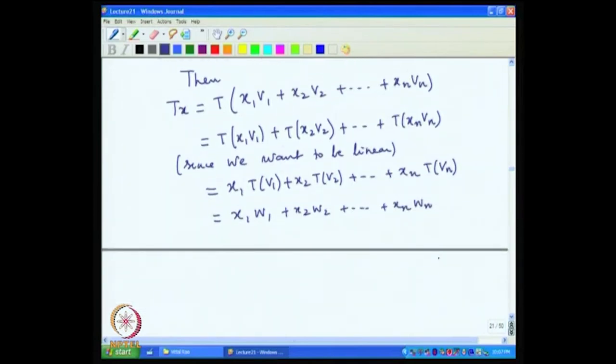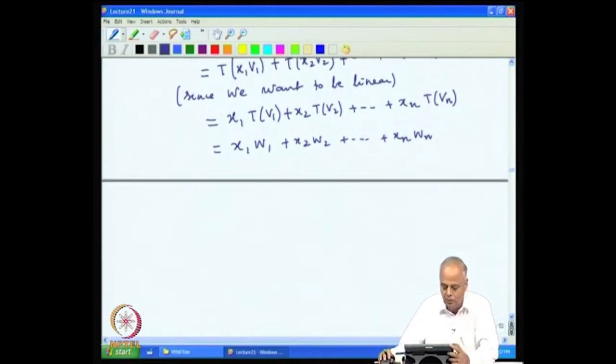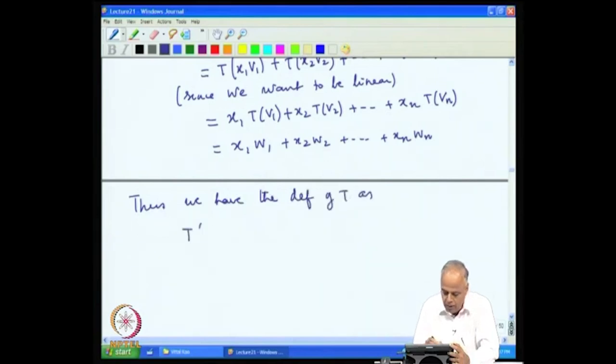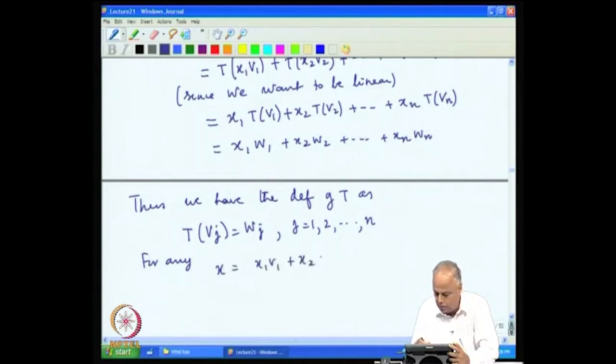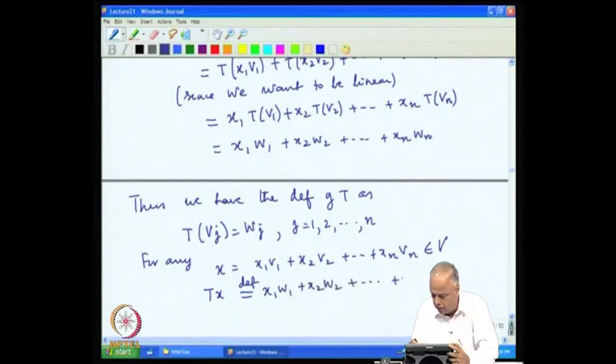So, what we have got here is that the moment you know the action of the linear transformation on the basis vectors, the action on other vectors is automatically taken care of by the superposition principle. So, thus we have the definition of T as T of vj is wj for j equal to 1 to n, and for any x equal to x1 v1 plus x2 v2 plus xn vn belonging to V, T x is by definition x1 w1 plus x2 w2 plus xn wn.